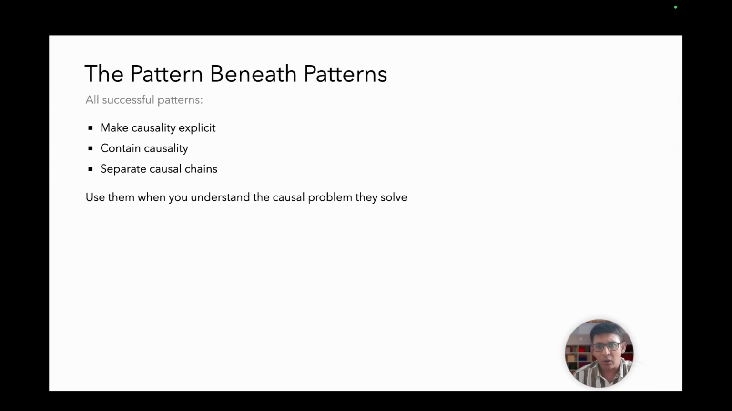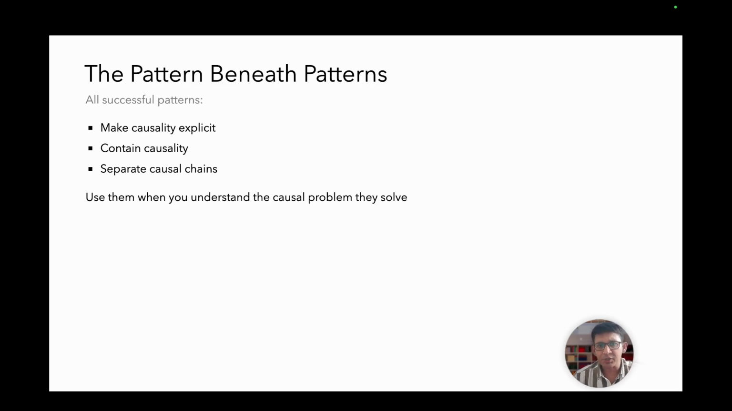Now, notice what all of these patterns have in common. They make causality explicit and contained. CQRS separates causal chains so that they don't interfere. Event sourcing makes causal history permanent and visible. Bounded contexts prevent causal sprawl across boundaries, and functional core isolates pure causality from effectful causality.